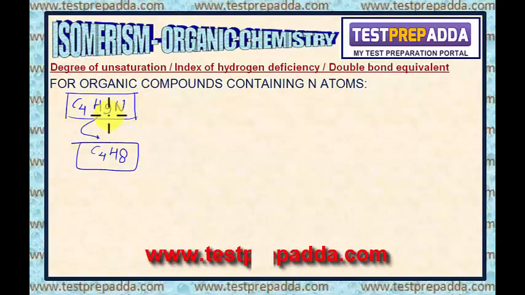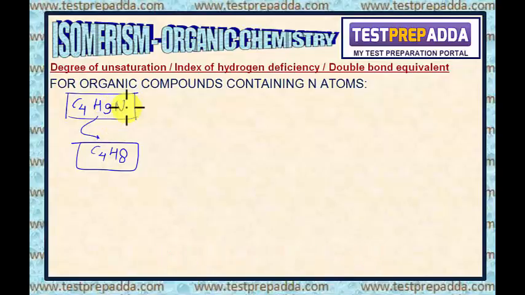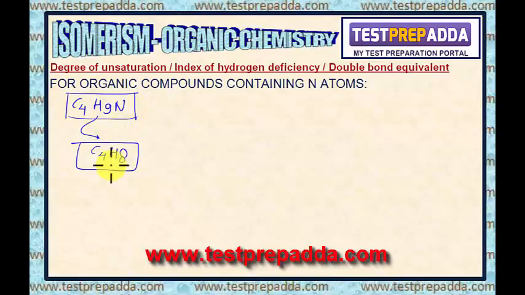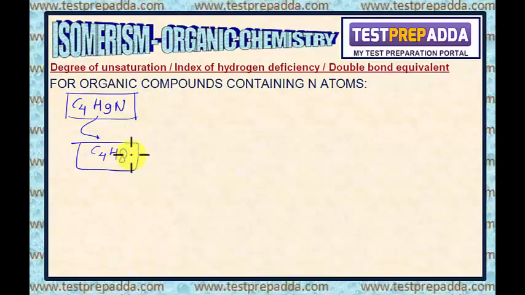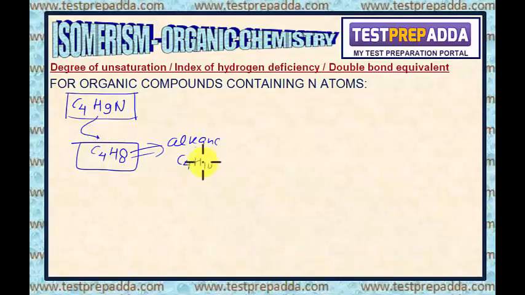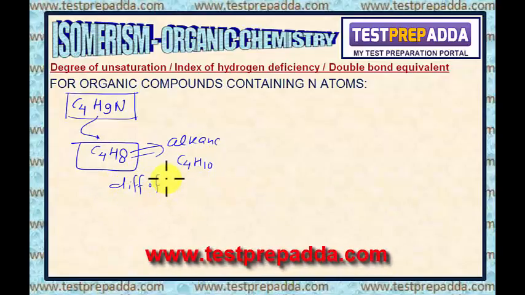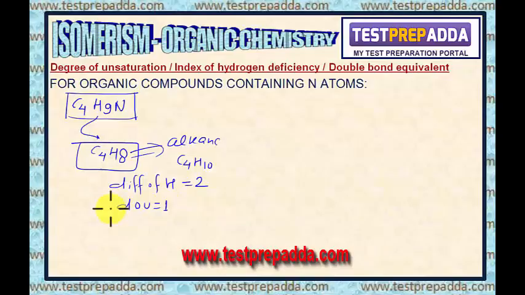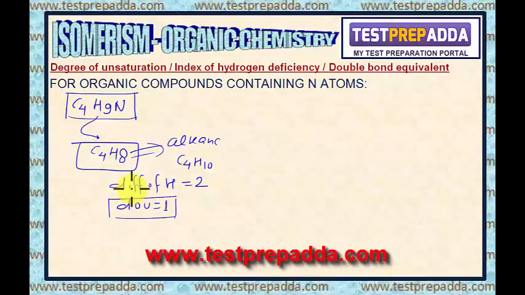What will you do? Remove one nitrogen and one hydrogen. This we are doing to find degree of unsaturation. It becomes C4H8. Now write the corresponding alkane. The corresponding alkane will be C4H10. What is the difference of hydrogen atoms? Difference of H atoms is 2. So degree of unsaturation will be 1.